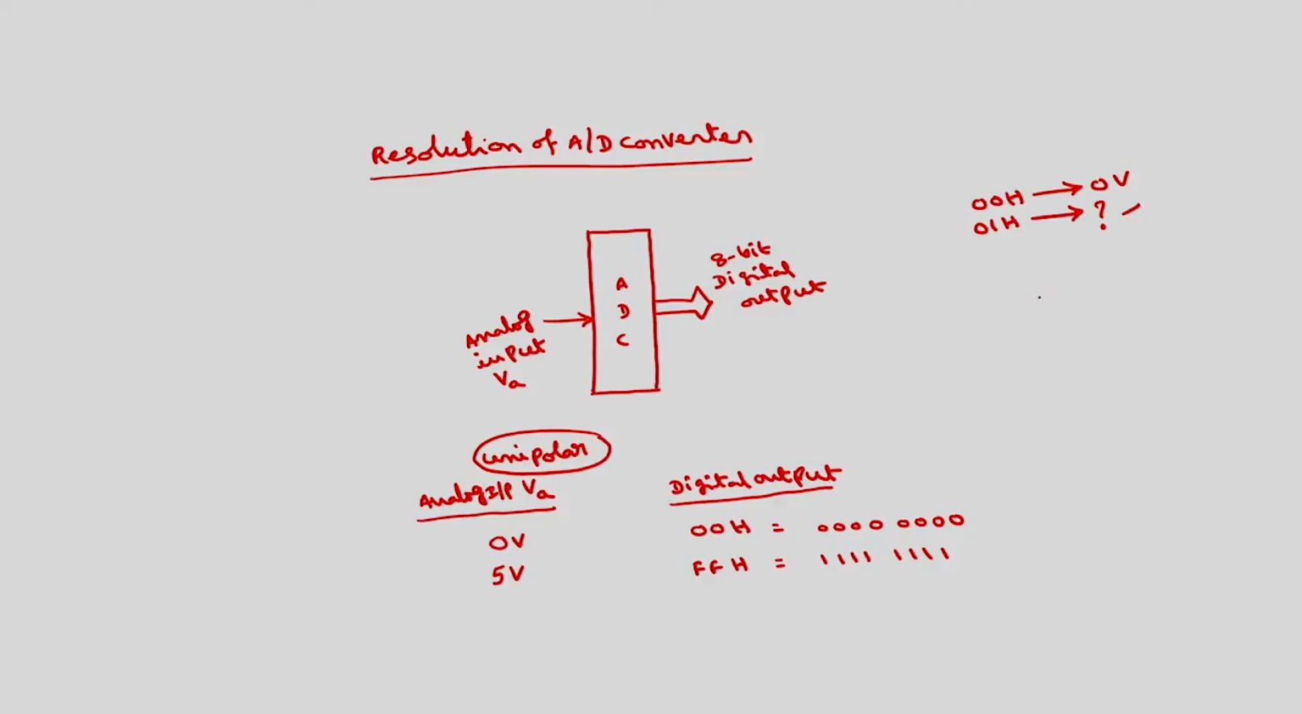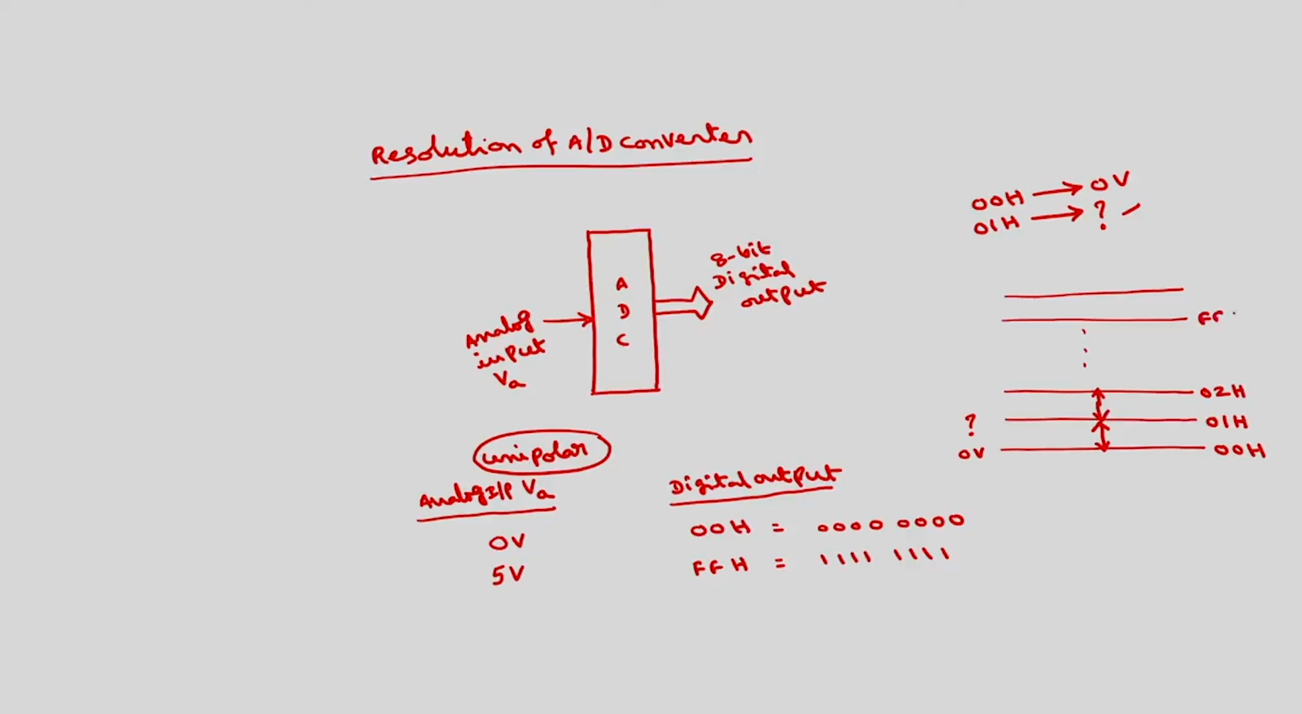So here we have totally 256 levels. This side I will write the analog voltage, this side I will write the digital value. This is 0 volts, which corresponds to one level, which is 00H. Now what should this voltage be such that this will be 01H, this will be 02H? What will be the distance between these? How much voltage will be there between two consecutive levels? And this will be FEH, and this will be FFH. This is 5 volts.